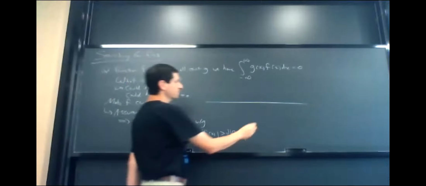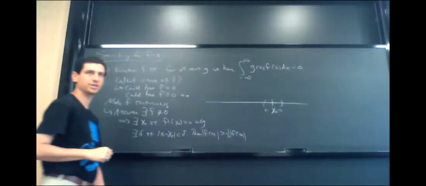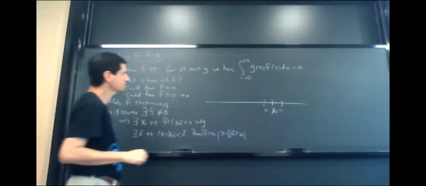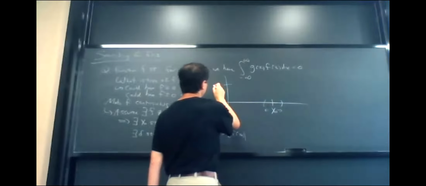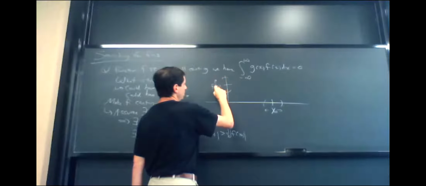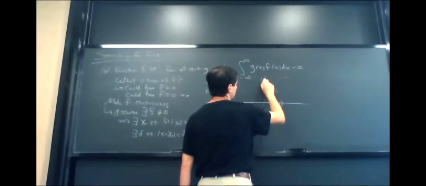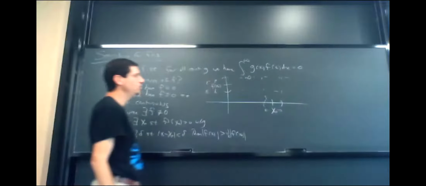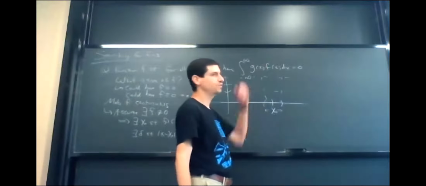And so here's the point x naught. Here's a little delta band about it. And we know here's f of x naught. Now here's our epsilon band. And so we know the function has to be at least a certain amount, at least 1/2 f of x naught in this region. So now what do we do for g?